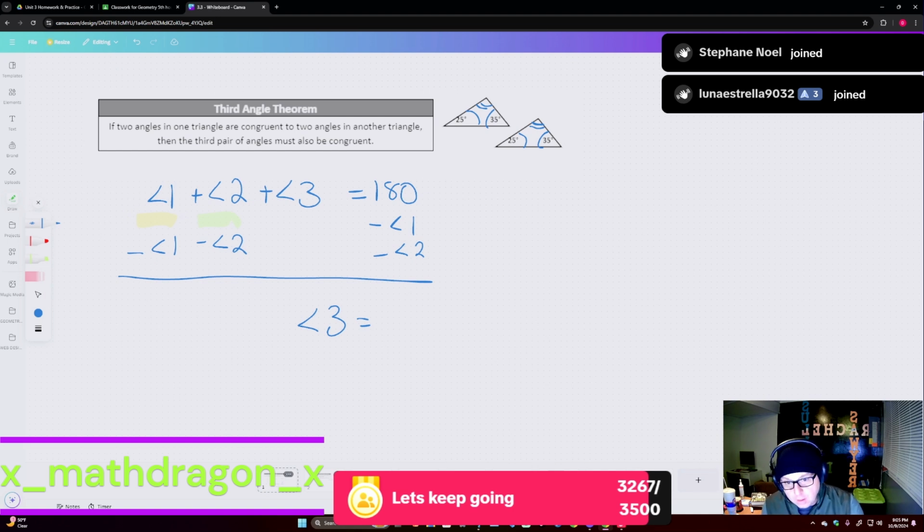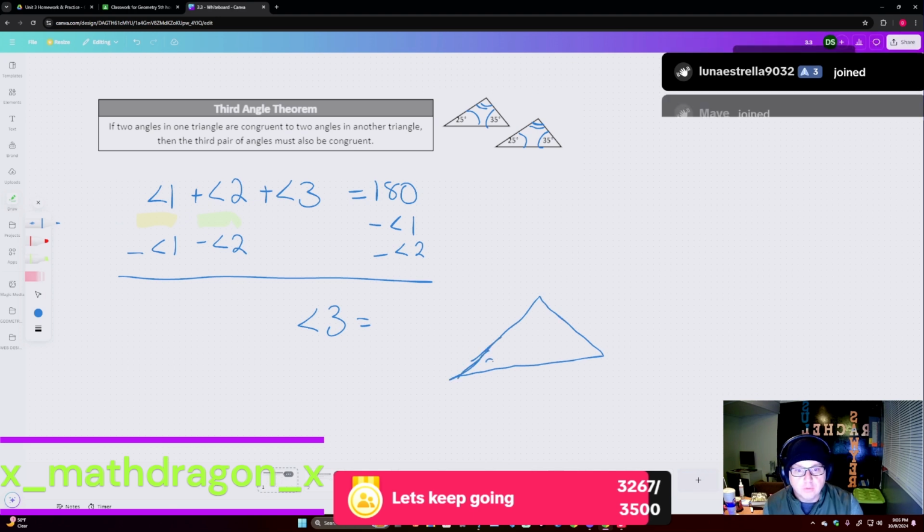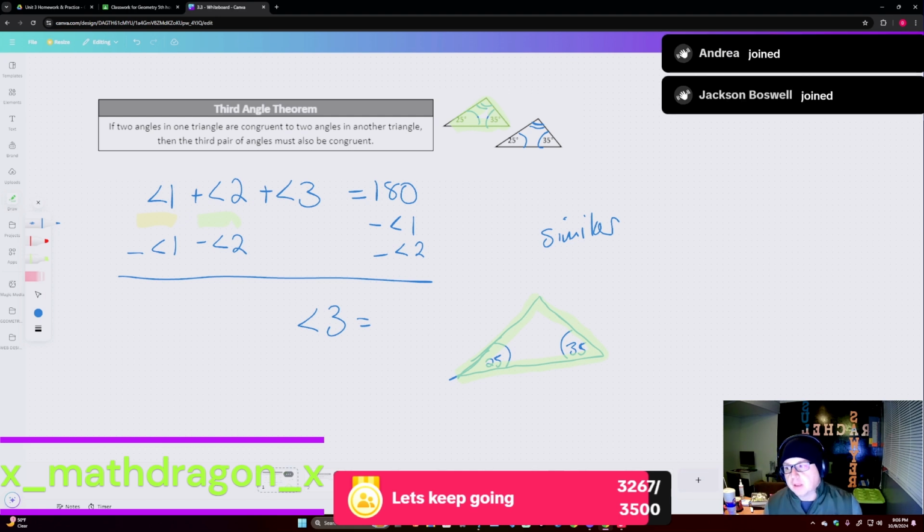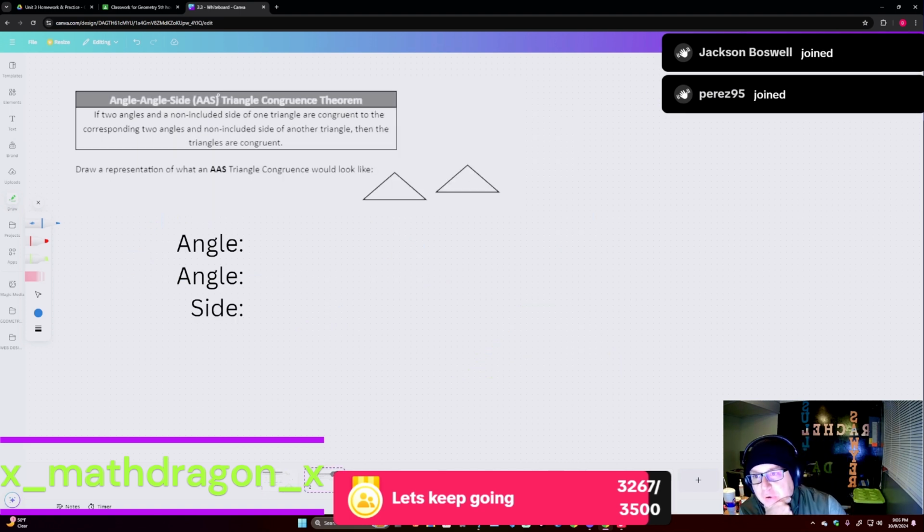Now, one thing I will talk about, though, is I can draw a triangle that has a 25-degree angle and a 35-degree angle, and this triangle is not congruent. It's not the same size as this triangle right here, because that triangle is much tinier than this big green triangle. So when all three angles are congruent, we have similar figures, but we cannot prove that they are congruent figures. They're only similar because one's bigger than the other. Okay? All right, so then let's talk about the angle side congruence.